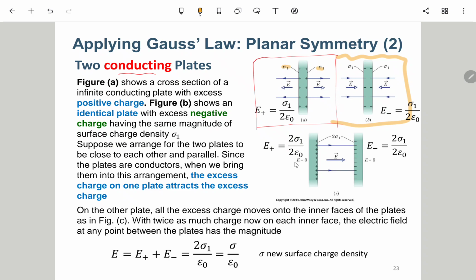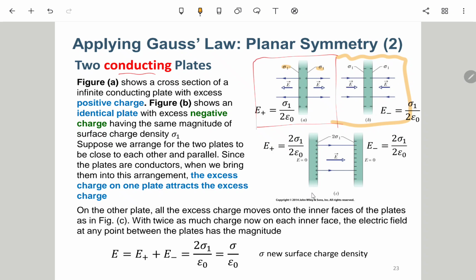In figure C, we put these two conducting plates together, with a distance. The distance here is not so important, so we just assume that here we have a positive plate and here a negative plate. As we place these two conducting plates close together, the positive charge and the negative charge will attract each other.